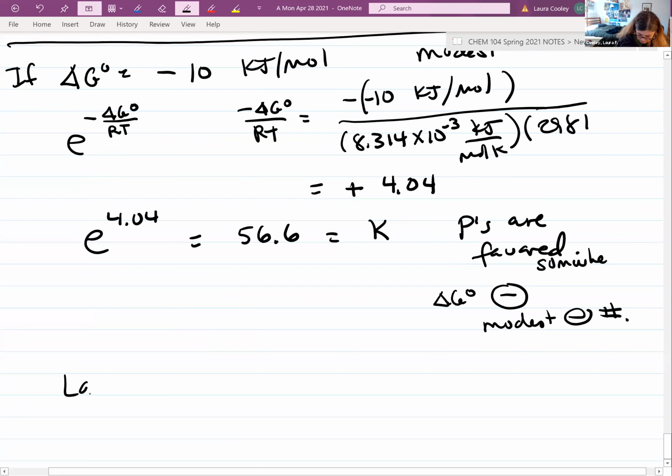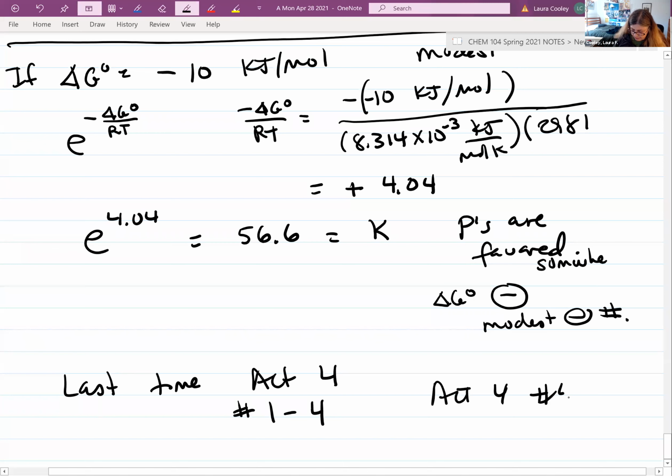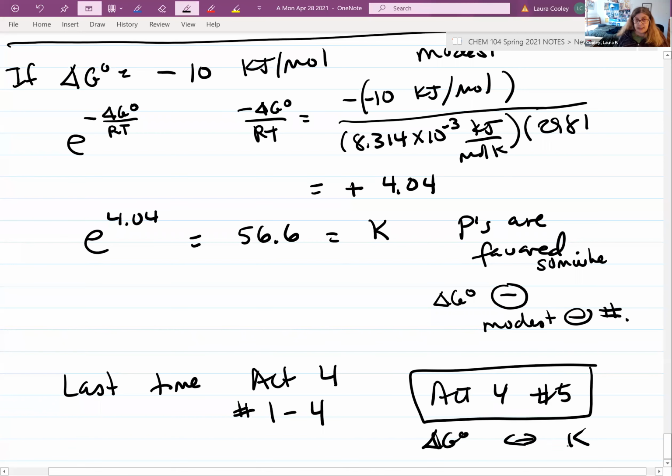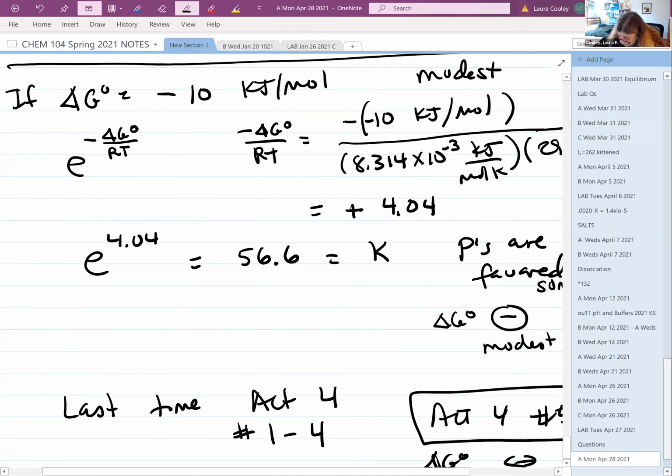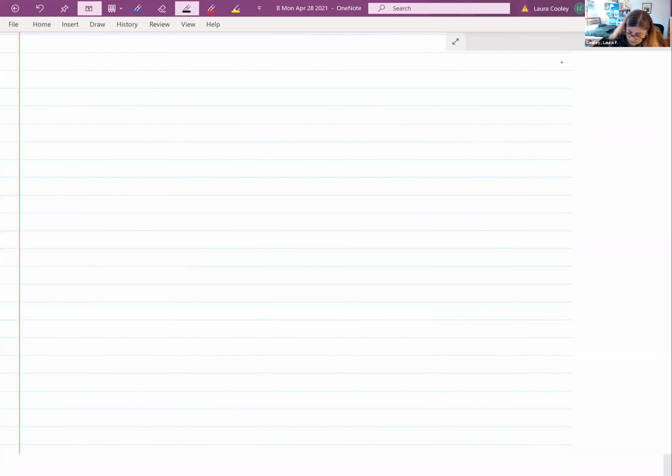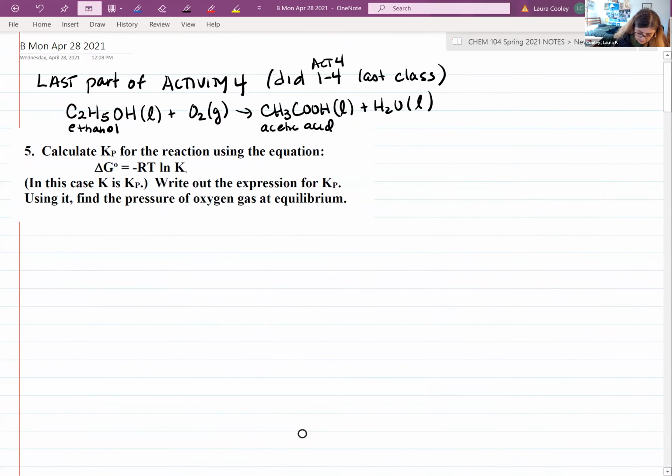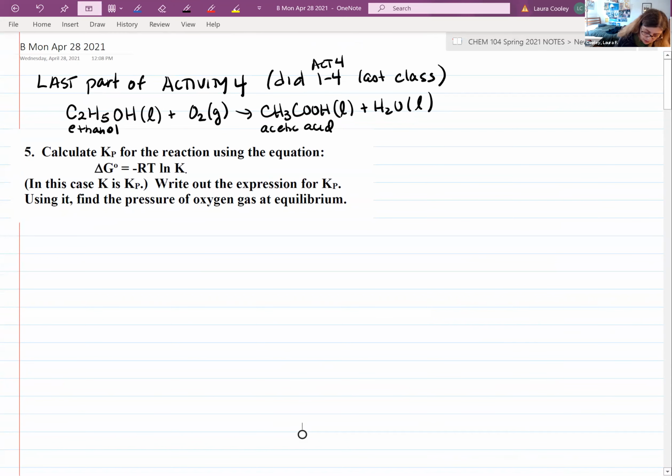So last time I did that activity 4, numbers 1 through 4. And now I'm going to do activity 4, number 5, which is the part of the problem that relates the delta G0 to the K. Okay, so that's up next. Get that, pull that problem here. Okay, this is activity 4, number 5. So we basically have done everything else, and now we're going to calculate.